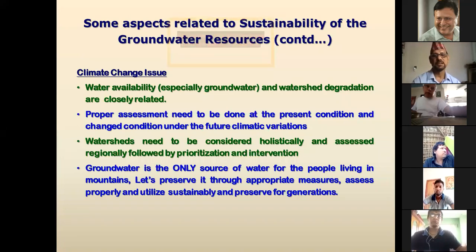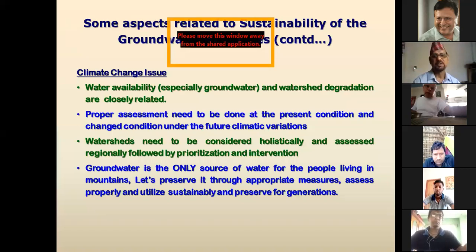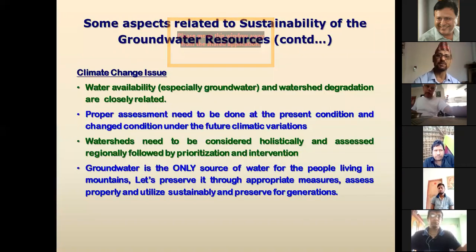Even if there is not much change in the precipitation, the pattern of precipitation, meaning the intensity and duration of precipitation that is going to change in the context of climate change, will also reduce the total groundwater recharge. So whatever the condition is, either through exploitation or through climate change, groundwater is the only source of water for the people living in the mountain. We should not forget this. Therefore, in any context, we have to preserve this resource. We have to use this resource to sustain our society, but with some measures.